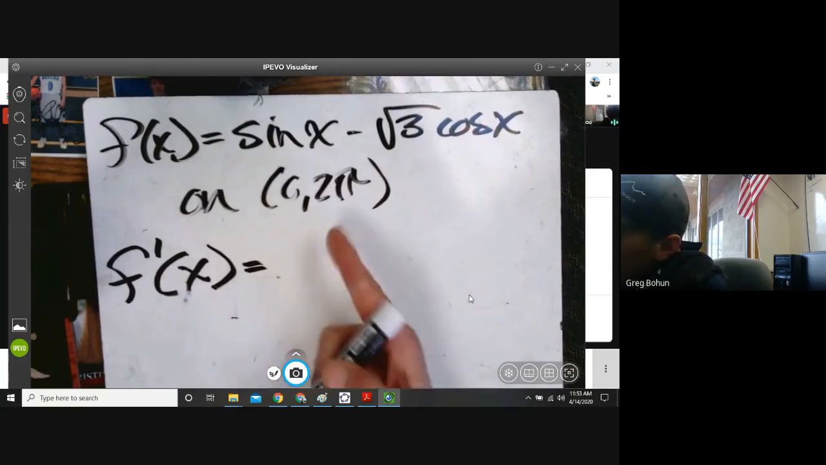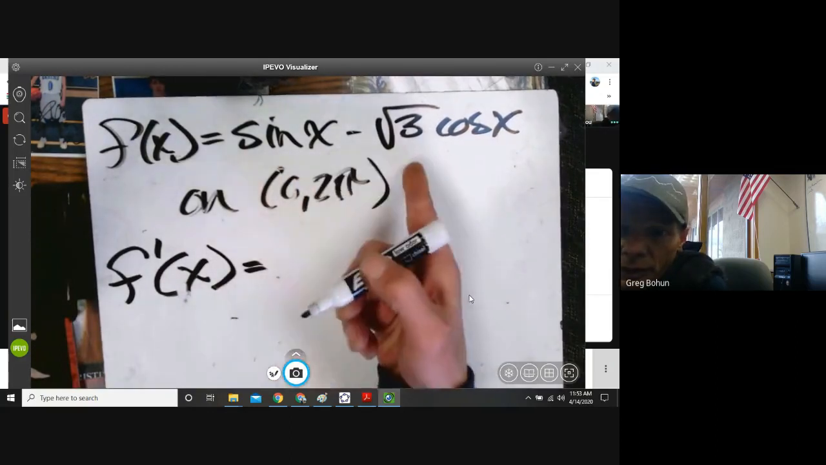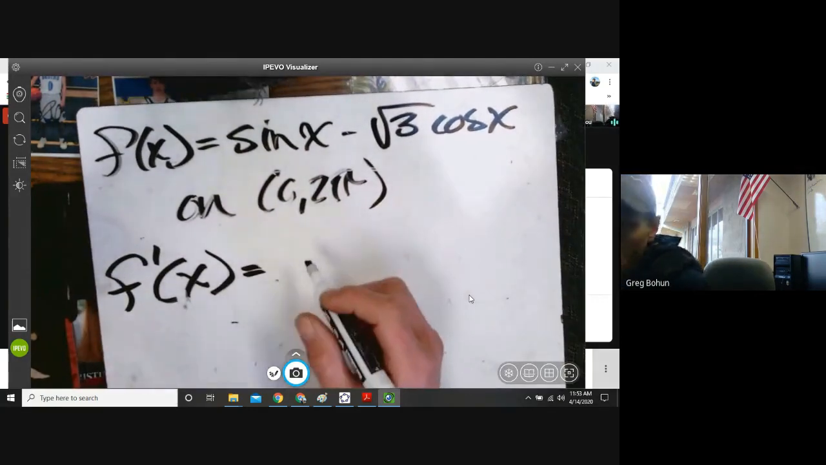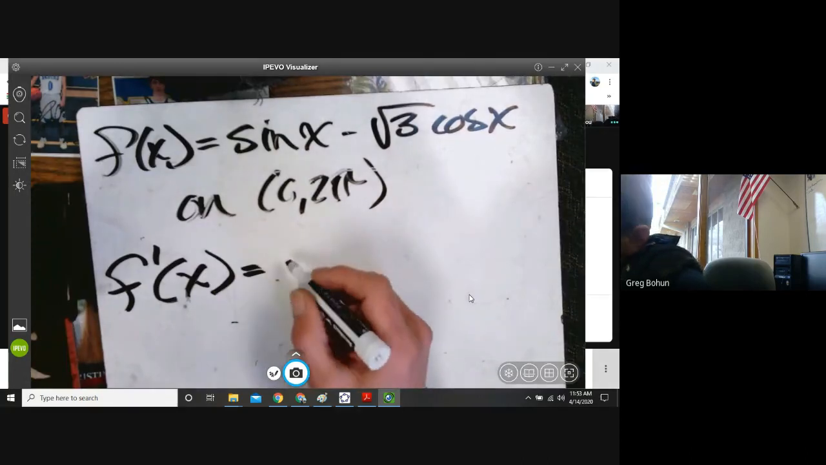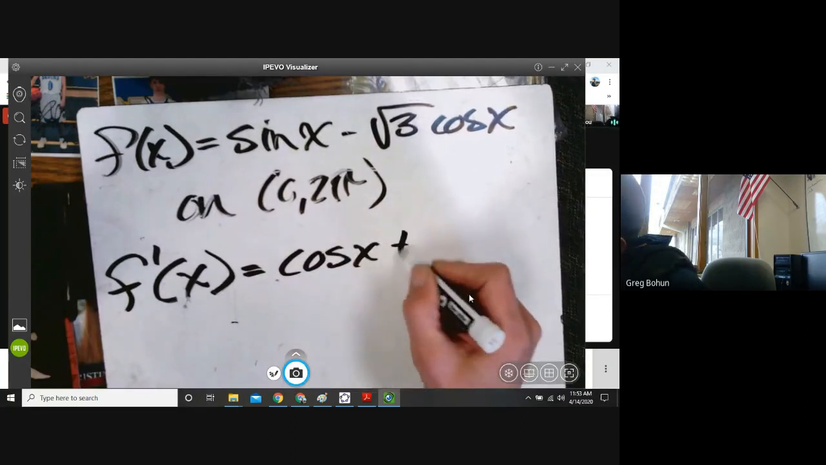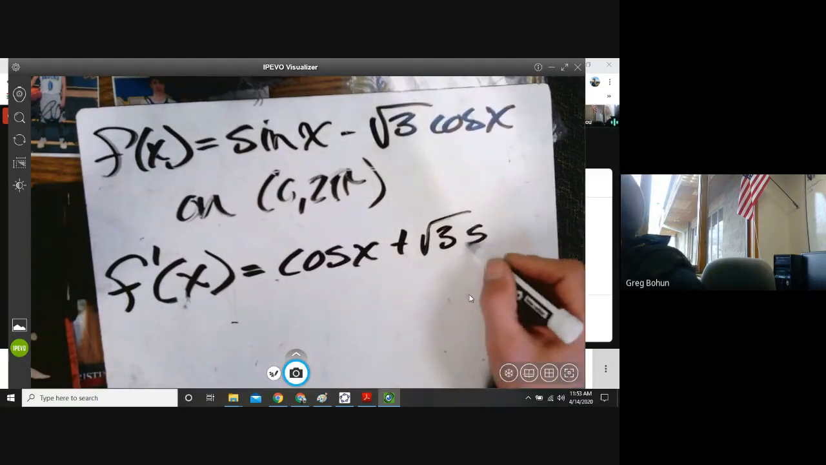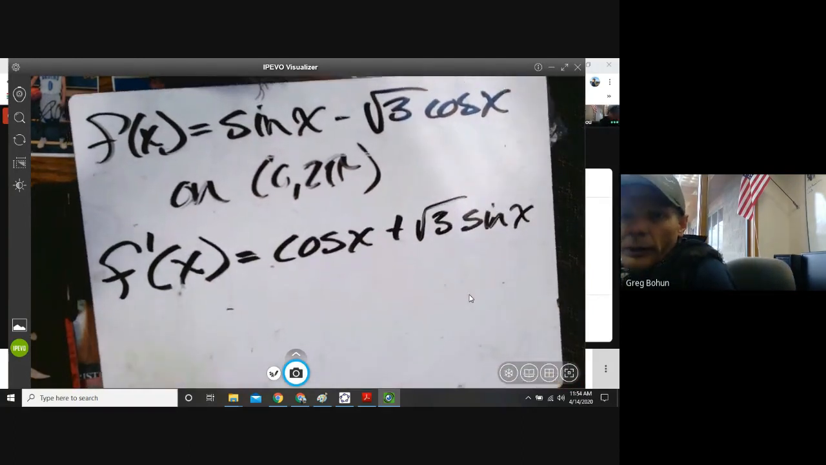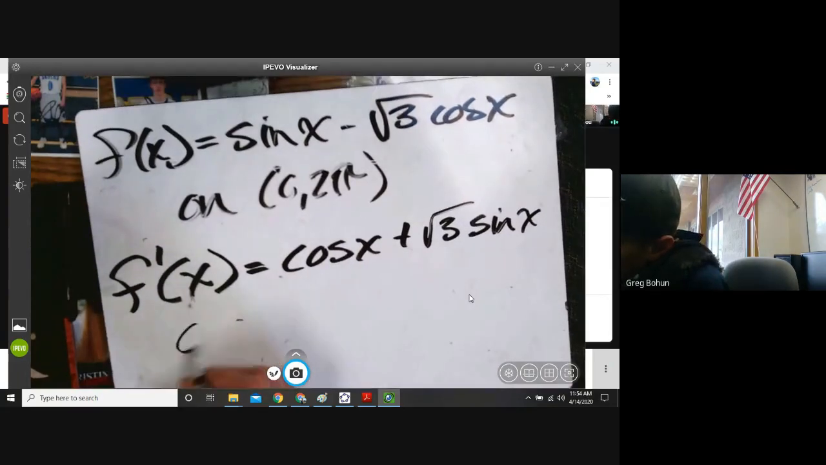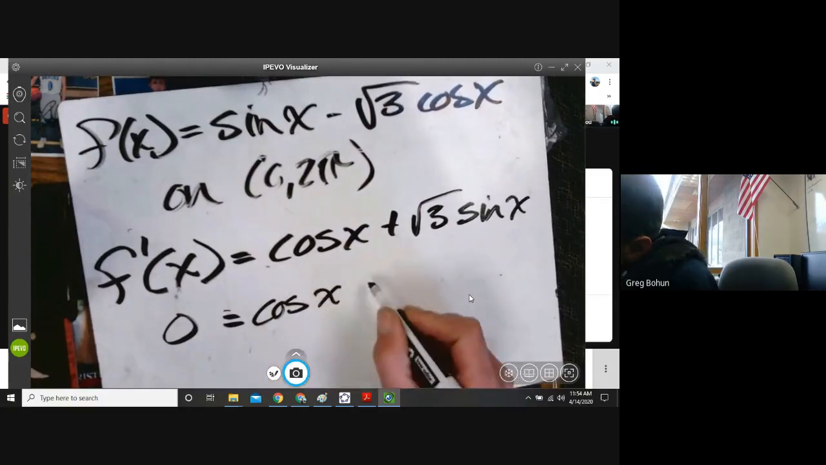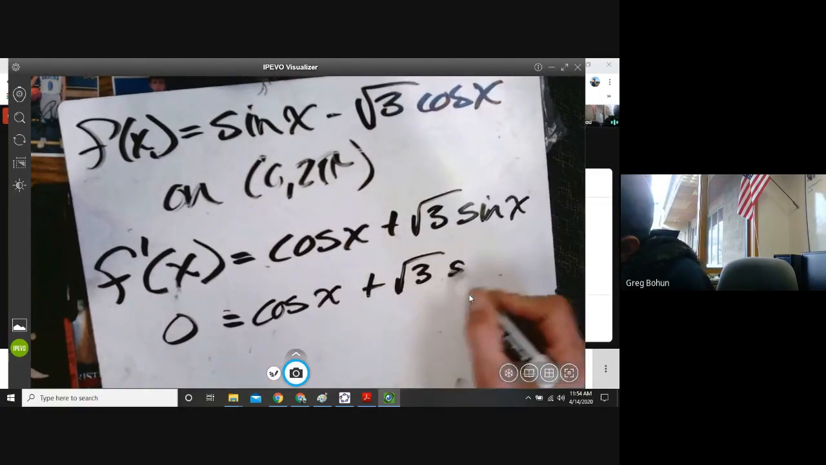We're actually on 0 to 2 pi. These functions' domain is the entire real number line, so we won't have any places where it's not differentiable, just where it's equal to 0. And the derivative of the sine of x is cosine x, and this is going to be plus square root of 3 sine of x. There's the derivative. We want to set it equal to 0, so we want to find what x will satisfy 0 is equal to the cosine x plus square root of 3 sine of x.